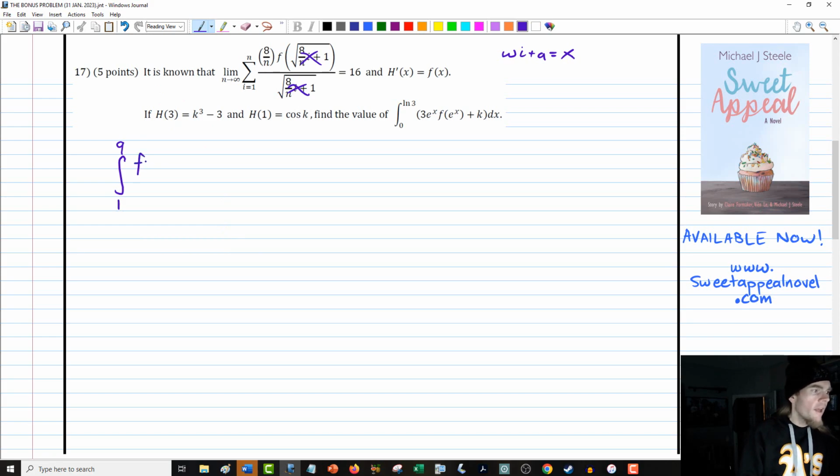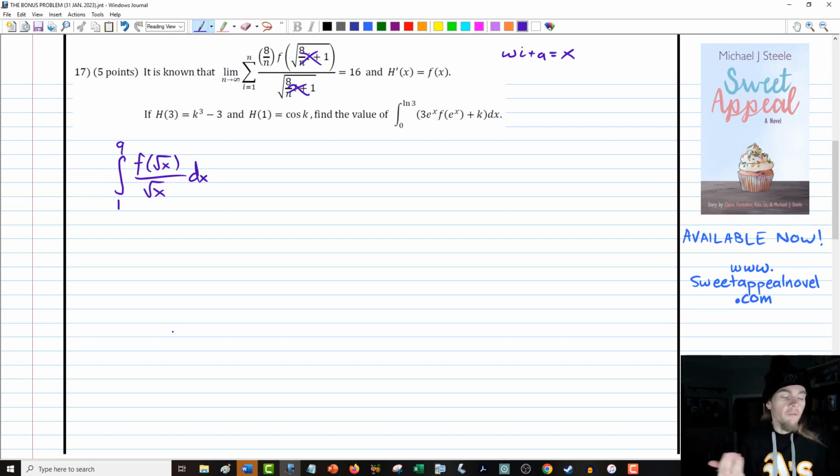And we'll be left with f of the square root of x divided by the square root of x, and of course dx for the width. So there's our integral. Now this doesn't help us at all, and we can't anti-differentiate it because it's f. We don't know anything about f, really. But what we can do is perform U substitution.